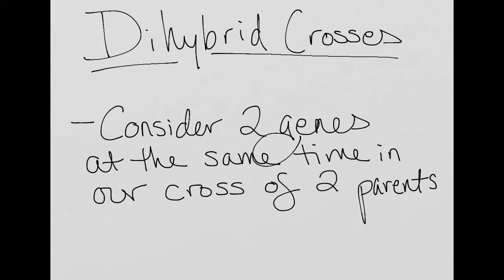In this video I'm going to discuss the beginning of dihybrid crosses. In dihybrid crosses, we're going to consider two genes at the same time in our cross of two parents. You should note the di prefix meaning two. Hybrid: frequently when we talk about dihybrid crosses, we're going to be referring to heterozygous individuals.